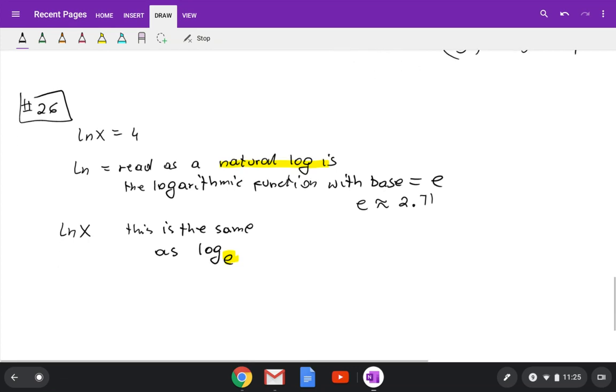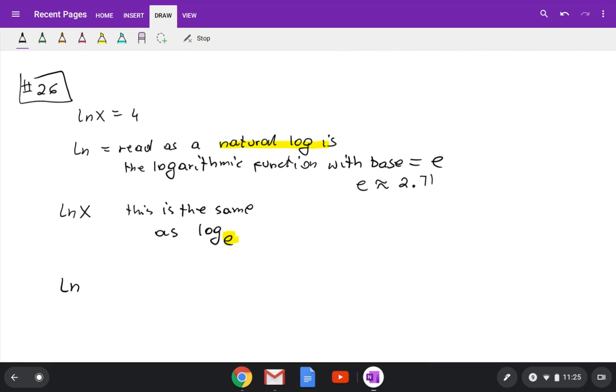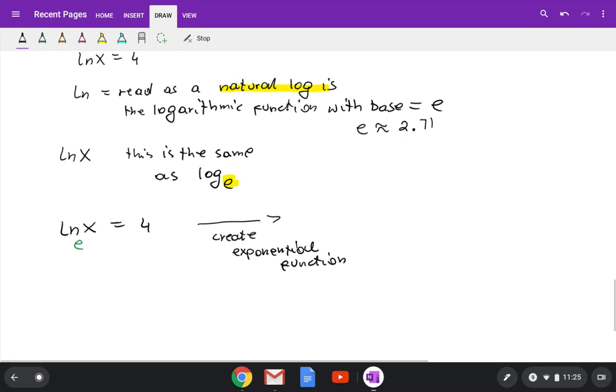Logarithmic function. So in this example, you have ln of x equal 4. What you need to remember is that the base of this log is e. So you need to create the exponential function. Our exponential function has to have a base, and the base of our exponential function is going to be the same as the base of the log. So it's going to be e, okay?